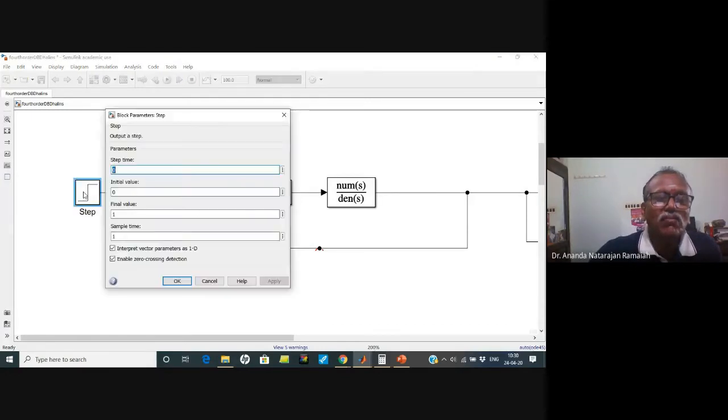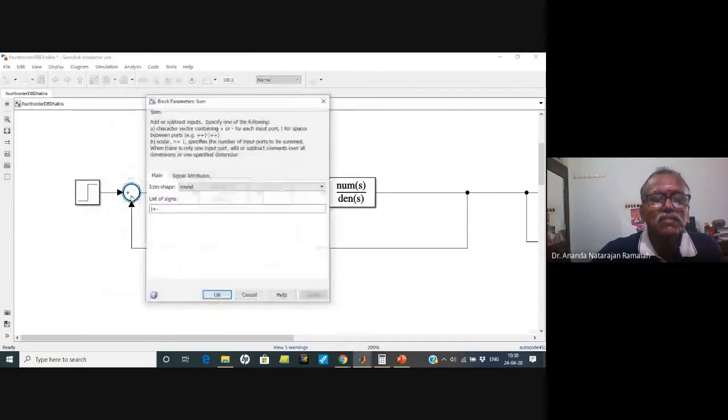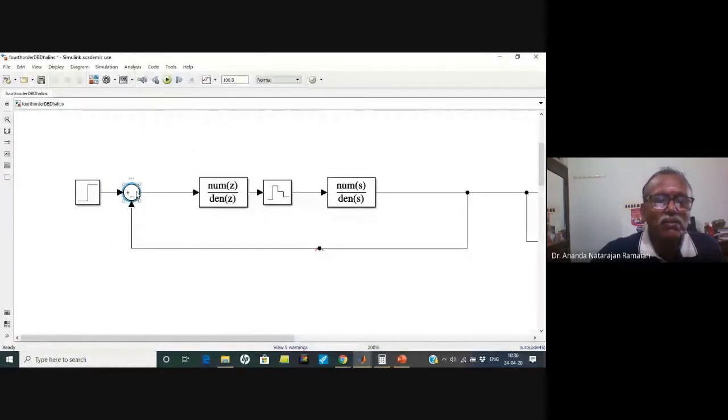Now here, what do you have to enter? Step time default will be 1, and that you have to change. Final value will be 1, initial value will be 0. Step time is 0; this alone you have to change. Then change that plus minus, because of negative feedback. This is a summation block, available in math operations, or you can search for it.